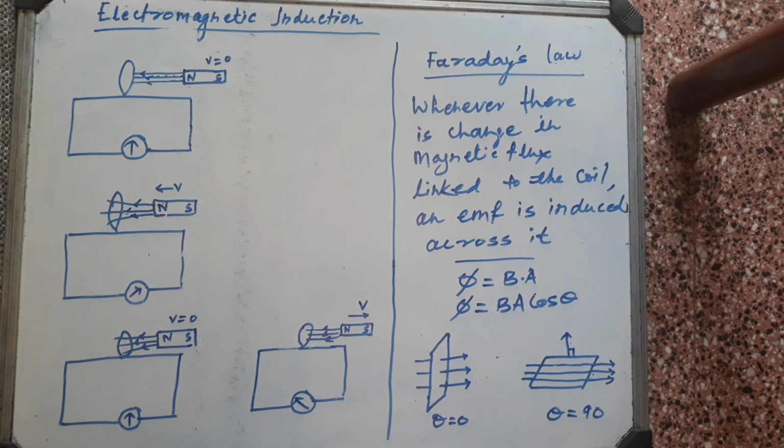So now the question arises whether magnetic field can be used to produce current. Current can produce magnetic field, it is okay. But magnetic field producing current, that was the problem. So Faraday performed the experiment in 1830 and he showed that magnetic field can be used to produce current.